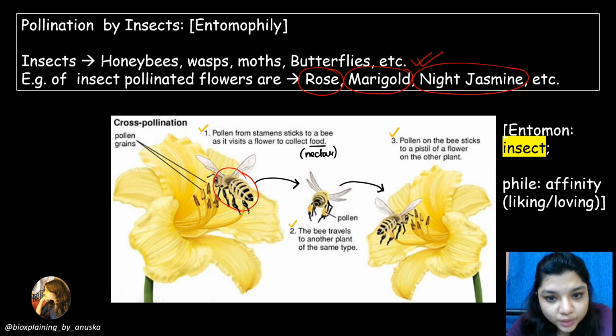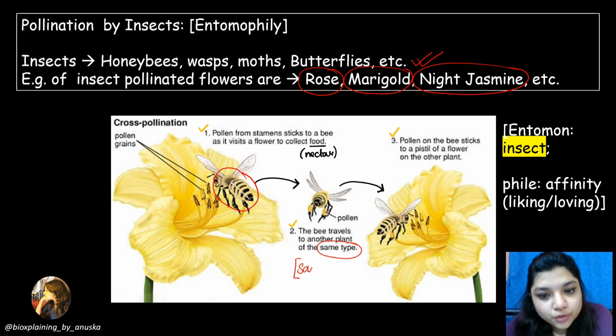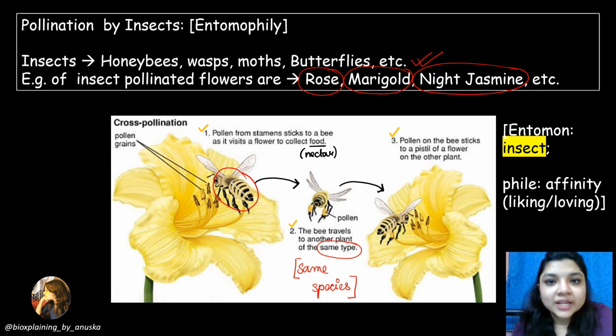Now what the bee is doing, the bee is going to the next flower, right? So when the bee goes to the next flower of the same type, and what do we mean when we say same type? We refer to same species. So when the bee visits another flower of the same species, what happens? All the pollen grains which were attached to the body of this bee now get transferred to the pistil of that other flower. That means the pollen gets stuck on the stigma of this other flower.